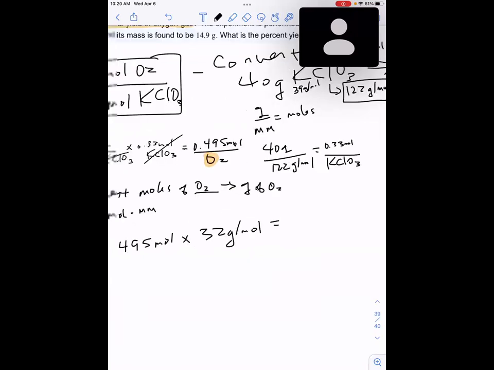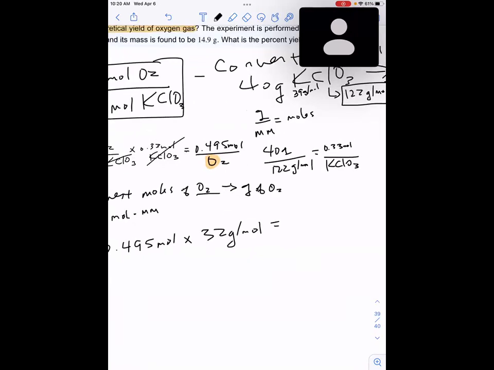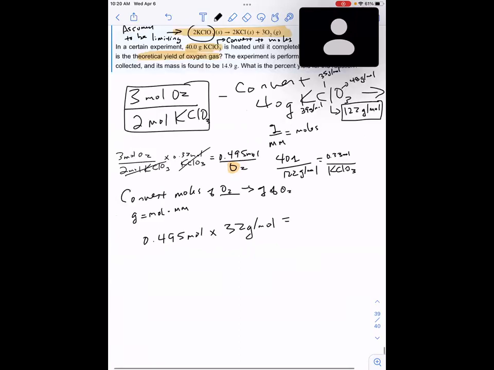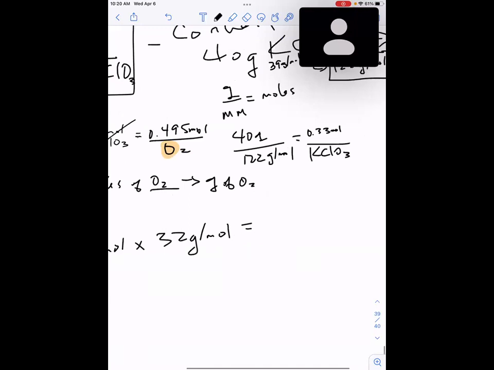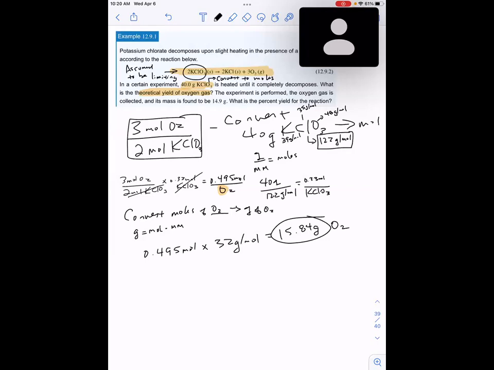Go ahead. Hit me with that. I got 15.84 grams. 15.84 grams. All right, great, of O2. So theoretically, if all of that KClO3 decomposes, we should get 15.8 grams. If we start with 40 grams, we should get 15.84 grams of oxygen gas.